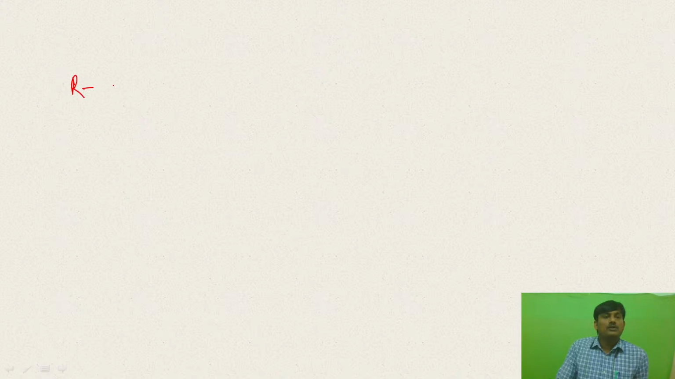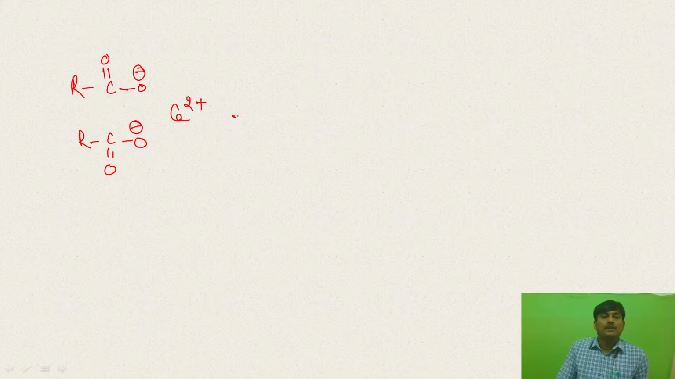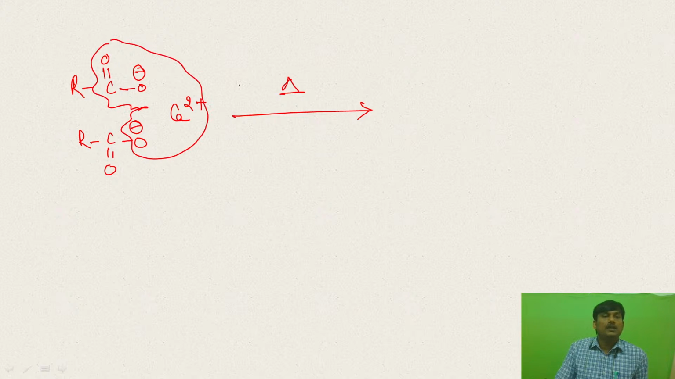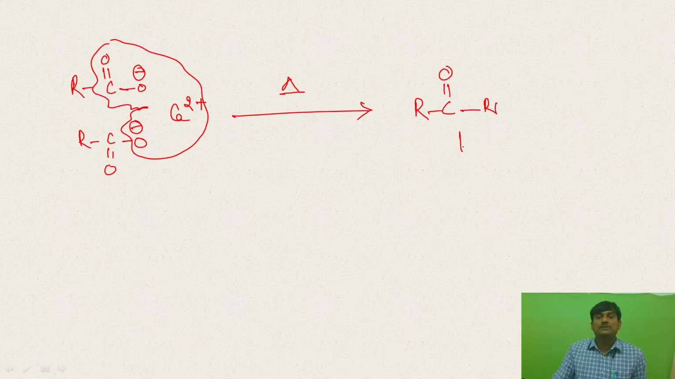Let's take any carboxylate, RC double bond O minus, RC double bond O minus. Let's heat this compound. In this case, simply there is a removal of calcium carbonate, and there is a formation of RC double bond O R. There is a formation of a symmetric ketone.